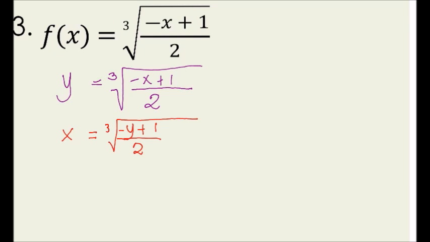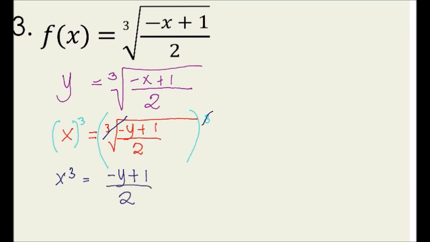Next, for us to be able to solve for the value of y, we need to get rid of this cube root. So to get rid of that, we need to raise the right side of our equation to exponent 3. And again, whatever we do on one side, we also do on the other side. So we'll have x cubed here equals negative y, since that will cancel, plus 1 over 2.